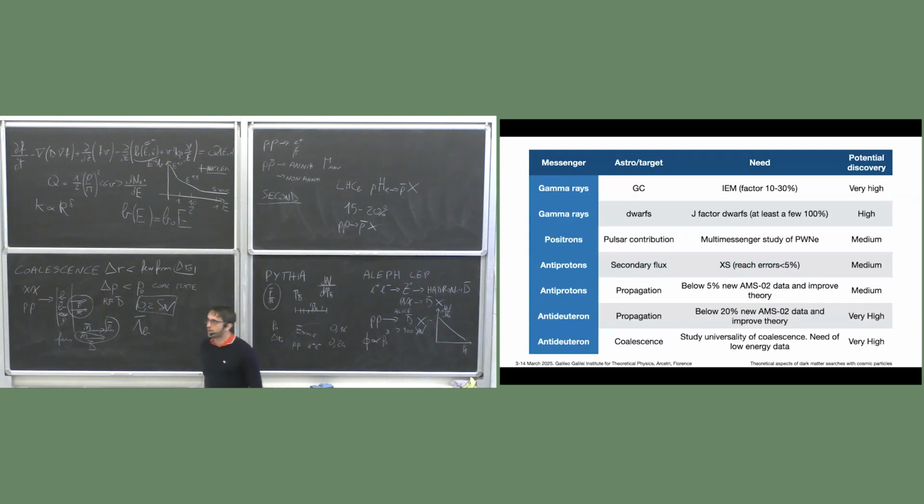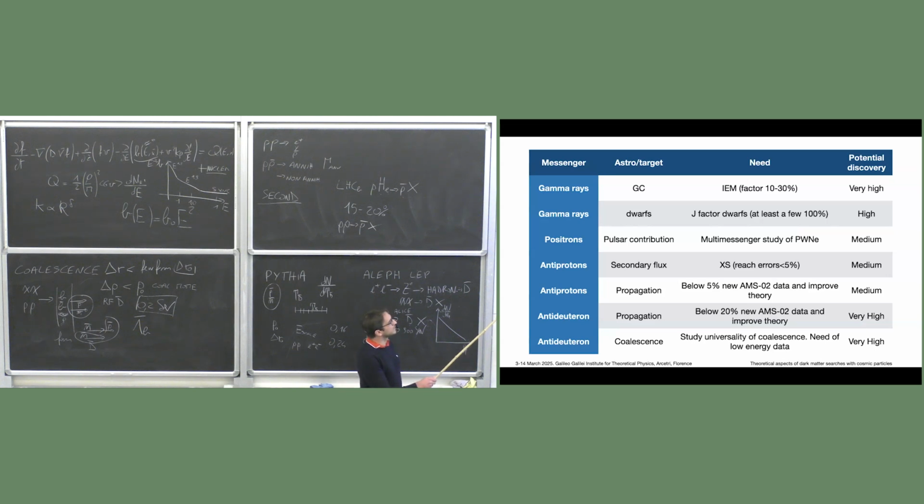Then let me summarize with this table what we have currently for indirect detection. For gamma rays, we have seen that the galactic center excess is a very good target. Theoretically, we expect that this is the brightest direction for gamma rays. The interstellar emission model gives a very large uncertainty, but we already detected an excess. And so in my opinion, the potential for discovery is very, very large for the galactic center.